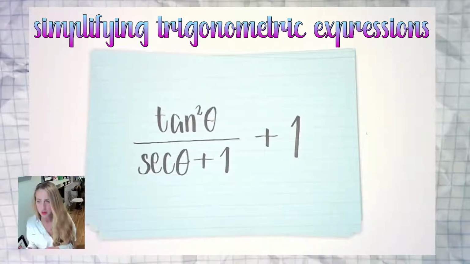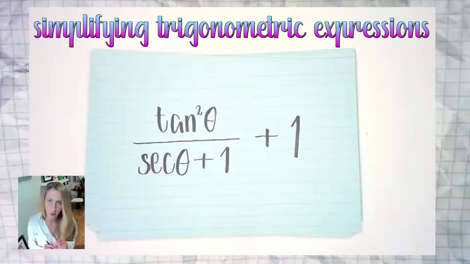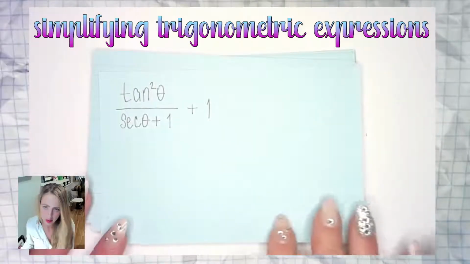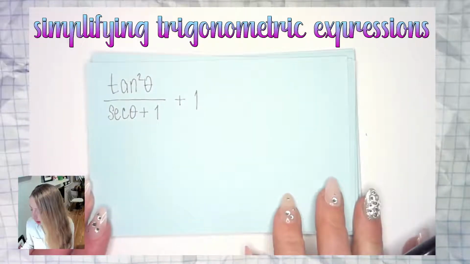So we're going to see that in a reverse way, where I'm going to start with the tangent squared theta, change it into a difference of squares, factor it, and reduce. So let's go ahead and get started. So here is the example that we are working on.